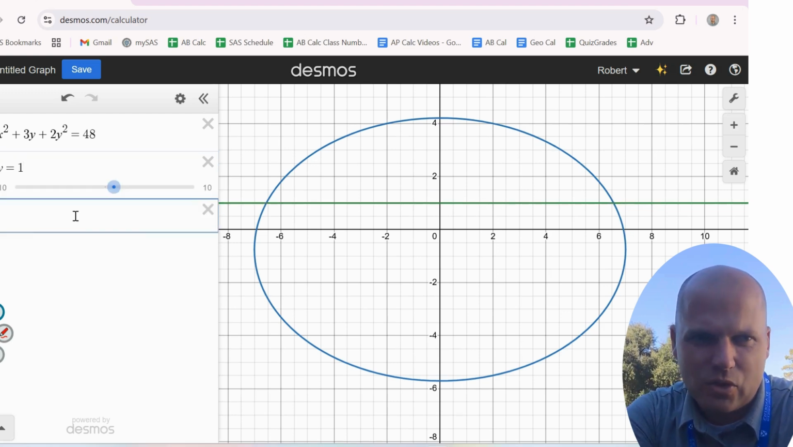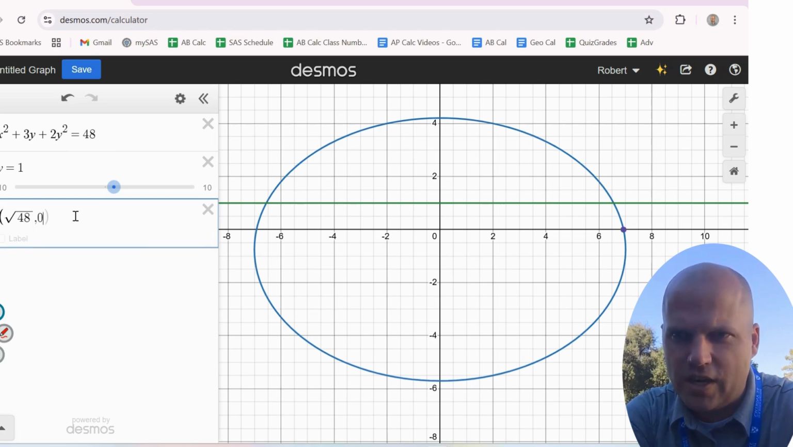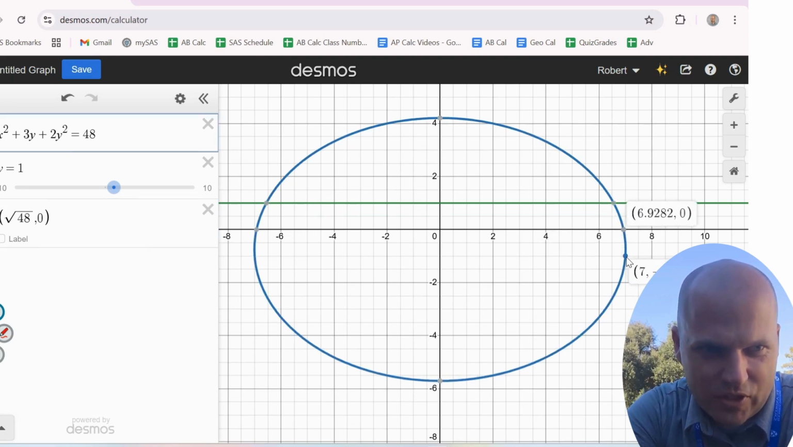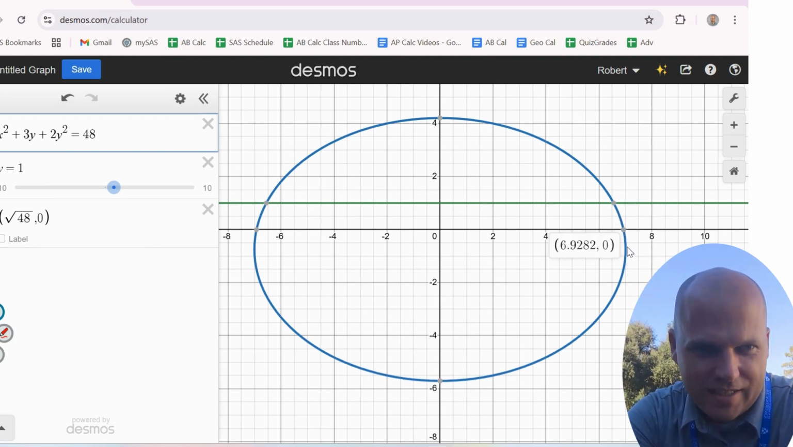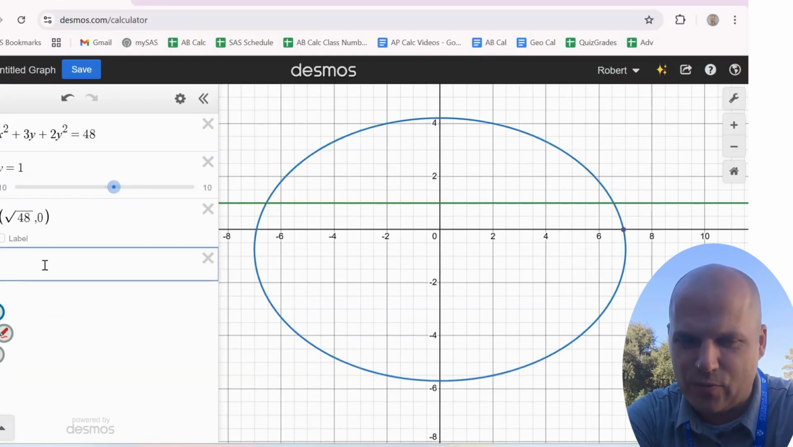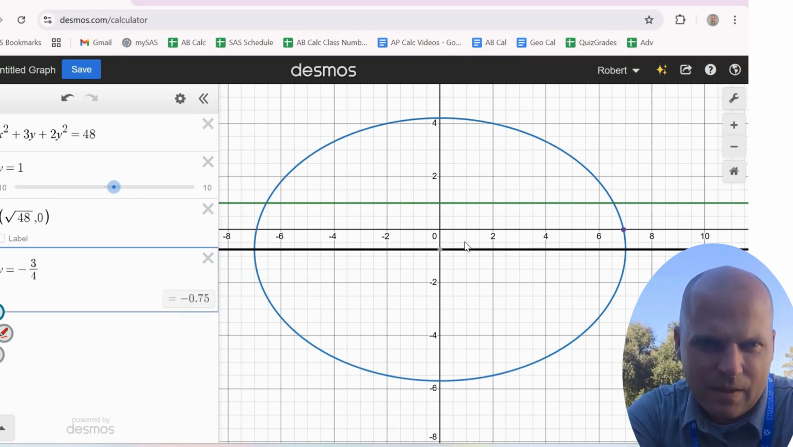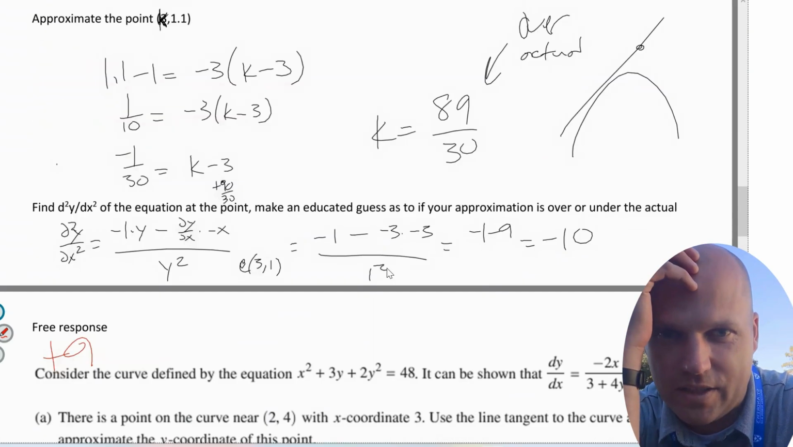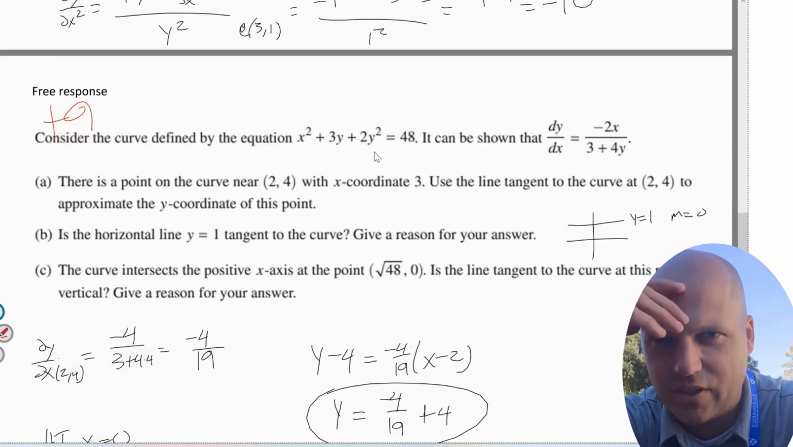And then (root 48, 0), which they said is the point where it intersects the x-axis. Is there a vertical tangent there? It's like, no, the vertical tangent looks like it's right here. It's going to be when y is negative 3/4. Wherever that point is, they didn't ask you to find. It's not something I'd want to find either. I would not want to plug in negative 3/4 into the original.